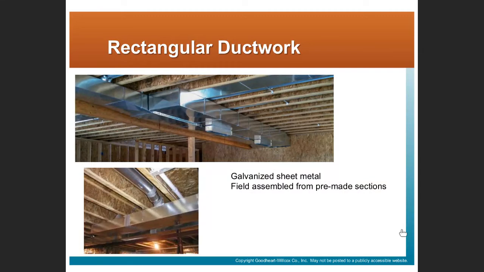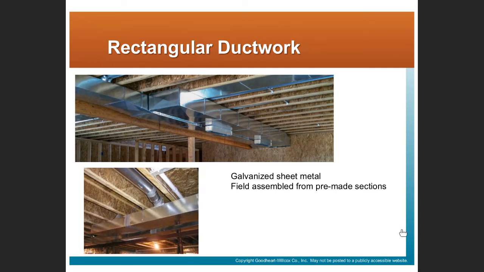So in an air handling system with a furnace or a rooftop unit, how does that air get from the furnace out to the space? It gets out to the space with ductwork, right? Ductwork is typically made from galvanized sheet metal. Remember, galvanized, we said, is a zinc coating on metal to provide resistance to corrosion or rusting. Ductwork is typically field assembled from pre-made sections of ductwork.